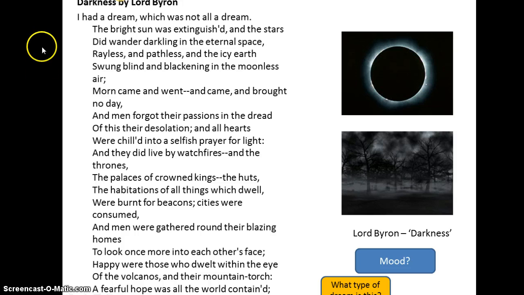His next poem, Darkness, has to do with a volcano. It's based in reality. Let's go ahead. I want to just pull out a few things here and let you analyze it more fully yourself. So he says, I had a dream which was not all a dream. So stopping there, immediately we have this element of romanticism, the idea of dreams and imagination, but not quite all dreams and reality. That's something that romantics often really look at.